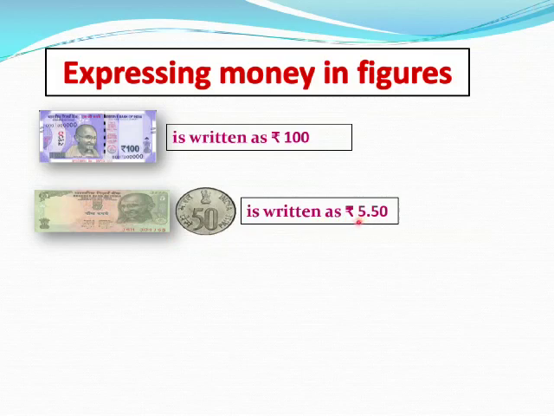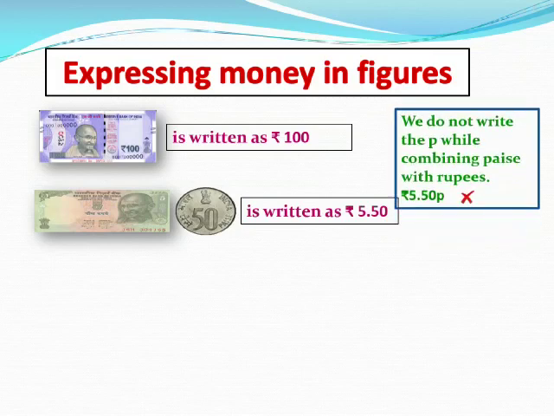to write the amount rupees, put a dot, then write the amount paise. So here it is 5 rupees. First write the symbol, then write 5 rupees, then put a dot and then write 50 paise. Okay, 50. So this is rupees 5.50. Okay children, you have to remember that no need to write P while combining paise with rupees.